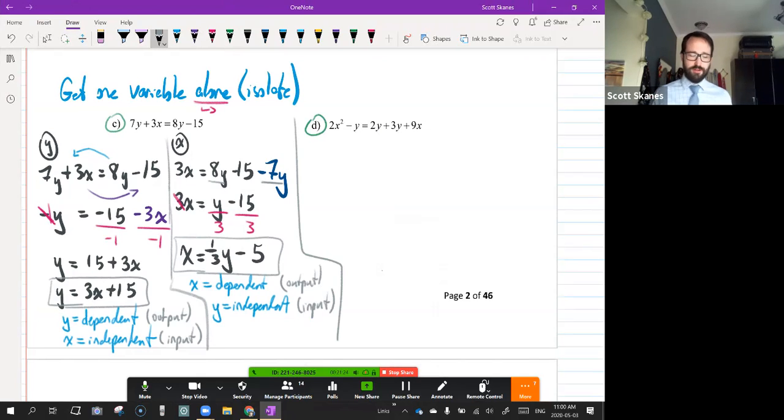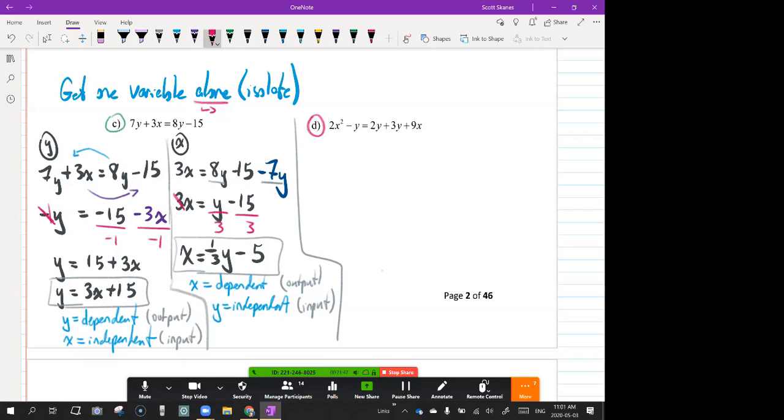So long story short, when you're asked to rearrange a function like this, the first thing you do is choose the easier variable. And then once you've solved for it, you just write down which one's dependent and which one's independent. So I want to look at this one. Which variable here is easier to solve for?